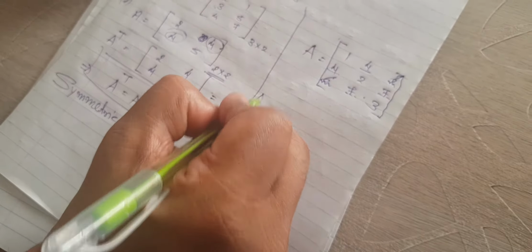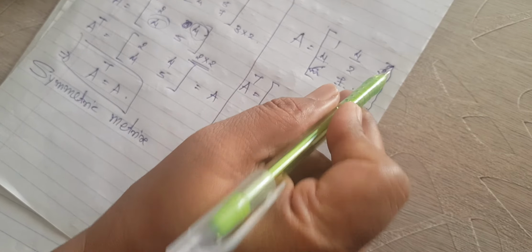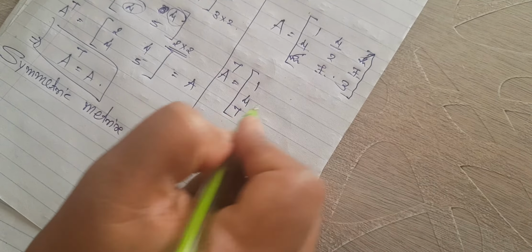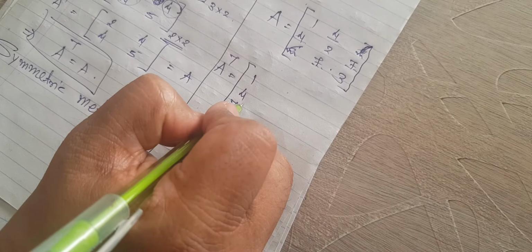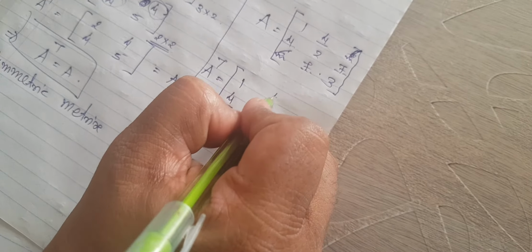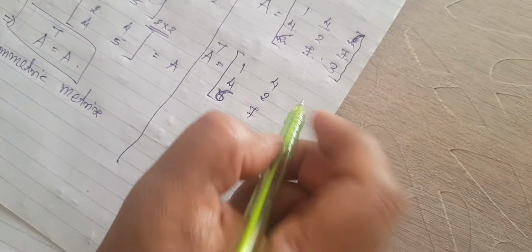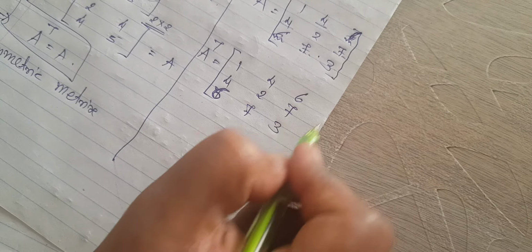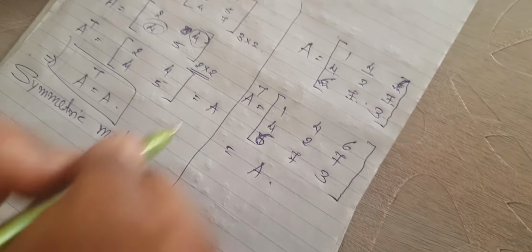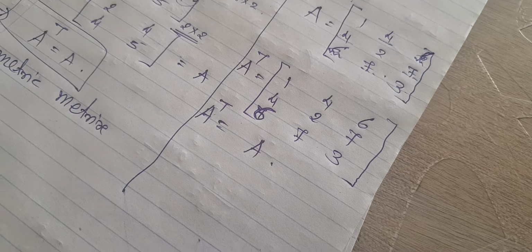Okay, so what is the A transpose? See, the first row 1, 4, 6 becomes the first column 1, 4, 6. Sorry, it is a 6. The second row 4, 2, 7 becomes column 4, 2, 7. And the third row 6, 7, 3 remains as it is, 6, 7, 3. Can you get it? That will be A only. So here A transpose is equal to A. Understood?